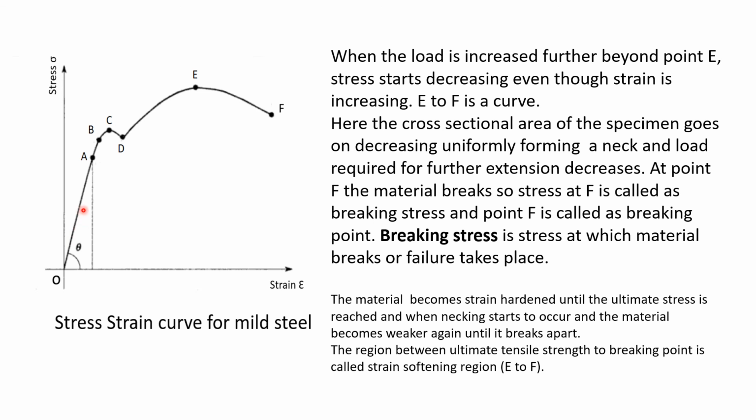OA is a straight line where Hooke's law is followed. Here stress is proportional to strain. Up to point B, O to B is the elastic region. From yield point to the ultimate stress is strain hardening region. From the ultimate stress to breaking stress is strain softening region or neck forming. So this is the stress strain curve for mild steel.